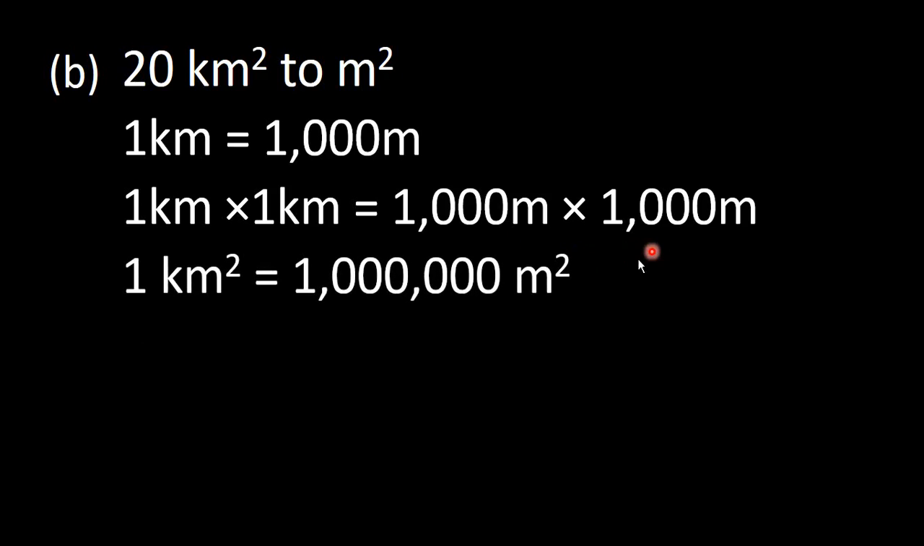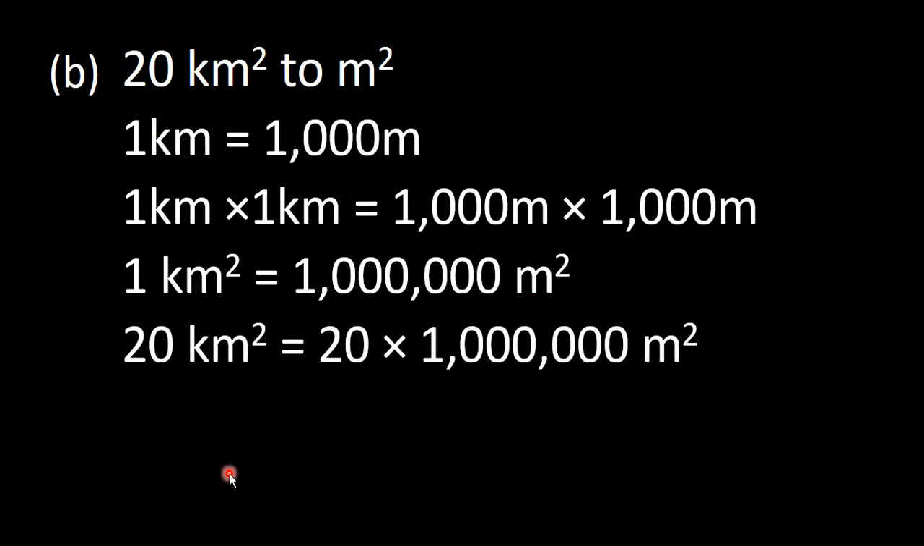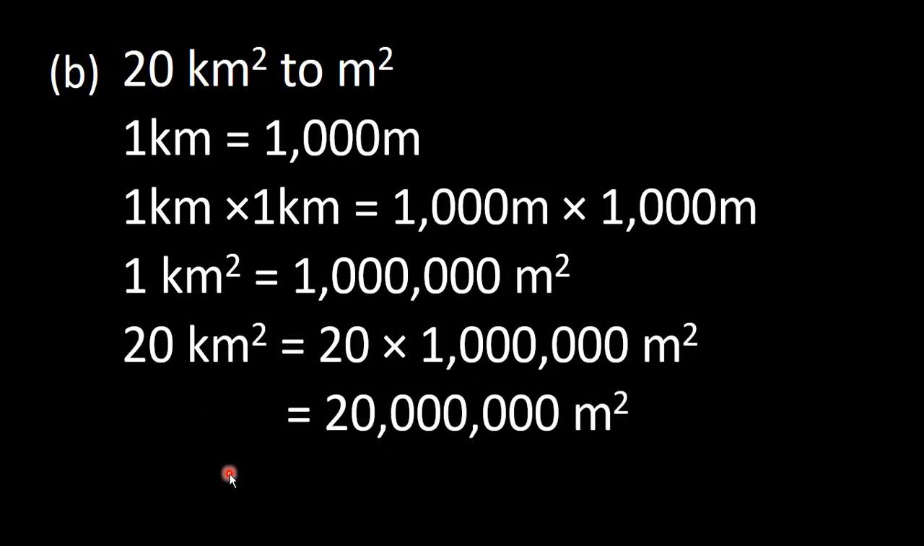Now we have the equivalence of 1 kilometer squared to meters squared. So 1 kilometer squared is equal to 1 million meters squared. What about the 20 kilometers squared? We shall multiply 20 times 1 million meters squared, which will give us 20 million meters squared. So 20 kilometers squared is equal to 20 million meters squared. That is how we do that.